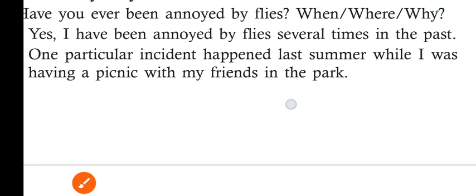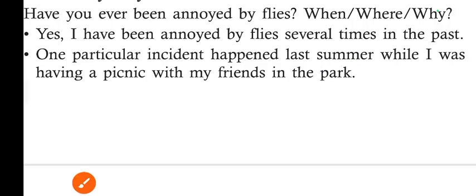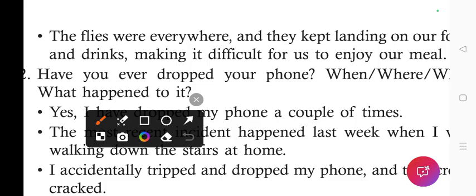Okay, in the past. One particular incident: when and where, you have to tell. One particular incident happened last summer while I was having a picnic with my friends in the park. Now the next question is why. So the flies were everywhere and they kept landing on our food and drinks, making it difficult for us to enjoy our meal.